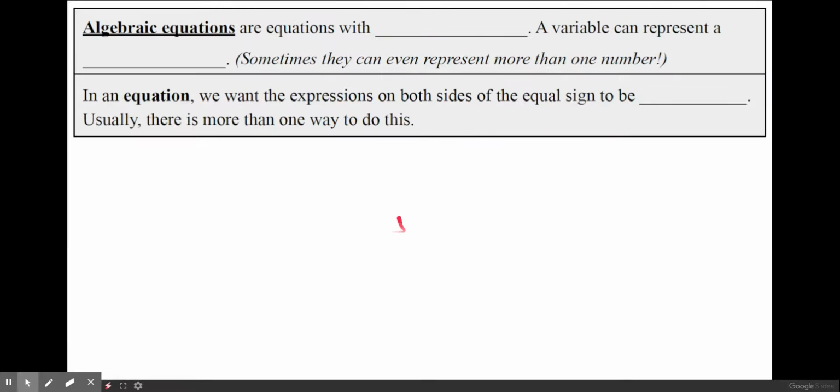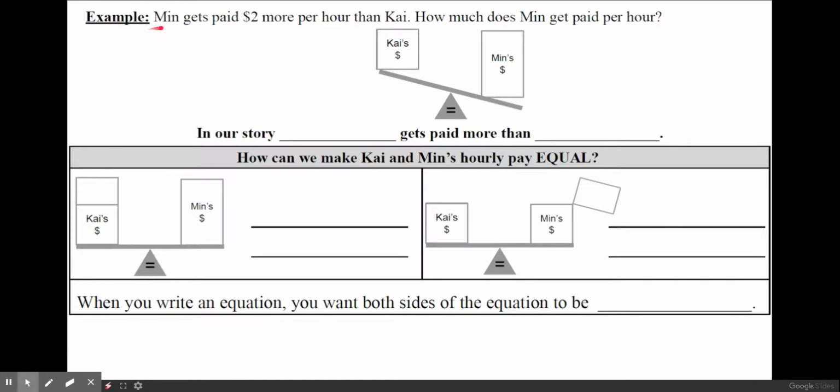Let's continue. Algebraic equations are equations with variables. A variable can represent a number. Sometimes they can even represent more than one number. So the only difference between an equation and an algebraic equation is that there's no difference. An algebraic equation is a kind of equation, and it's a kind of equation with a variable in it. So in an equation, we want the expressions on both sides of the equal sign to be equal. Usually there is more than one way to do this. All right, let's look at our first example.